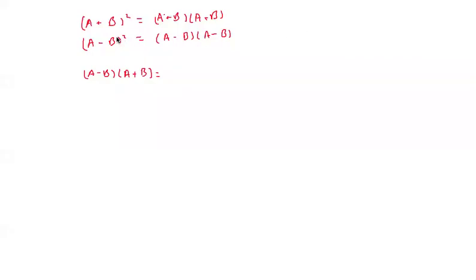Last time we were looking at (a plus b) quantity squared and (a minus b) quantity squared, and then (a minus b) times (a plus b). If we use the FOIL method and multiply these out, (a plus b) quantity squared would be (a plus b) times (a plus b). Now, many students will make the mistake of saying that (a plus b) quantity squared is simply a squared plus b squared.